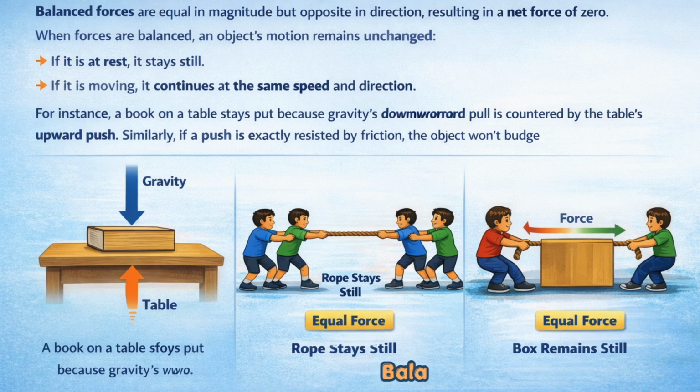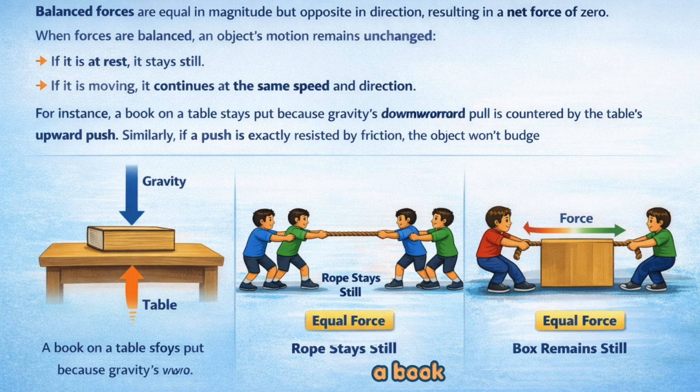Balanced forces. Balanced forces are equal in magnitude but opposite in direction, resulting in a net force of 0. When forces are balanced, an object's motion remains unchanged. If it is at rest, it stays still. If it is moving, it continues at the same speed and direction.